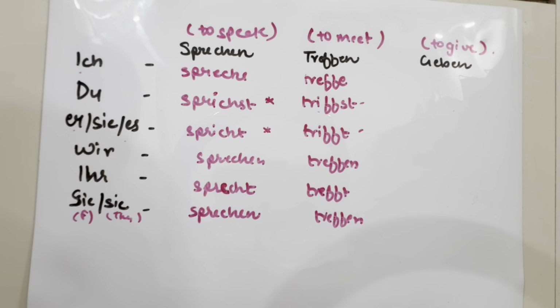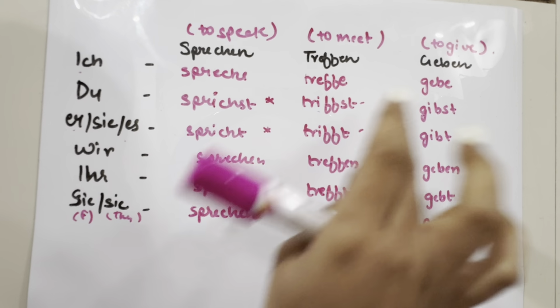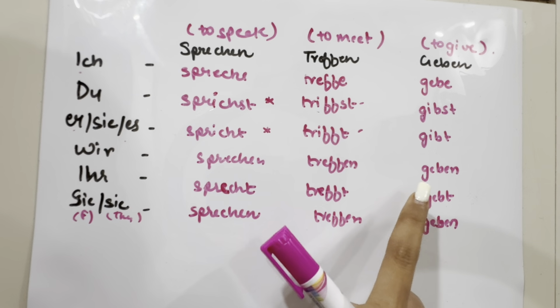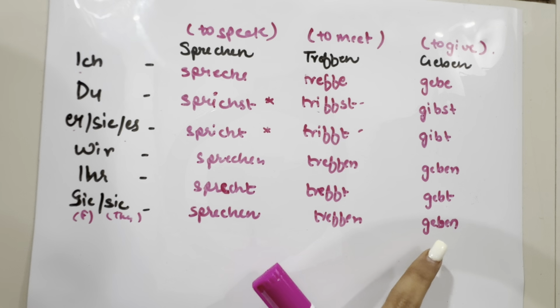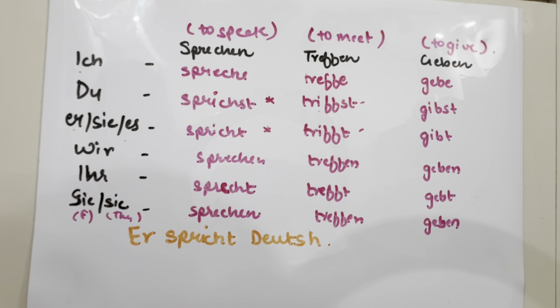Next we are moving to the verb geben. Now this verb geben means to give. So ich gebe, du gibst, er, sie, es gibt, wir geben, ihr gebt, and sie geben. Please have a look at these verbs, and if you have any doubt then please comment down below and let me know. Now also let us have a look at one example.